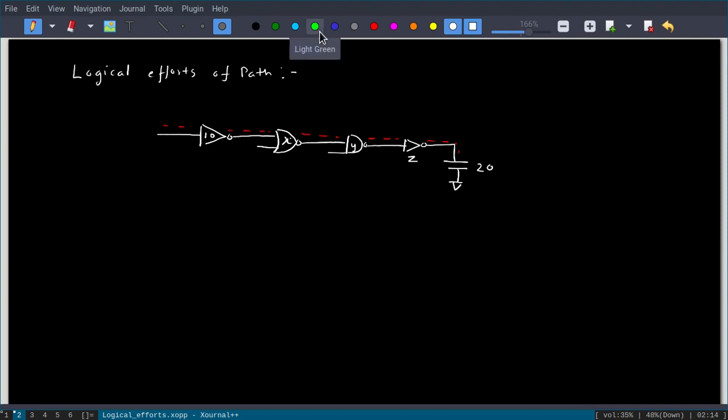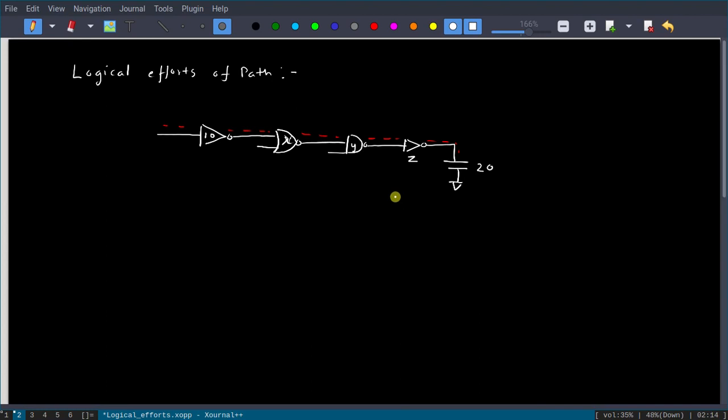In this video, I'm going to explain logical effort of a path. So, consider a circuit with these gates. First, we have an inverter, and the gate size is 10. Second, we have a NOR gate. Gate size is X. And the third one, we have Y. And the fourth one, the gate size is Z, and the final output capacitance is known, 20. So let us find the logical effort of this complete path.